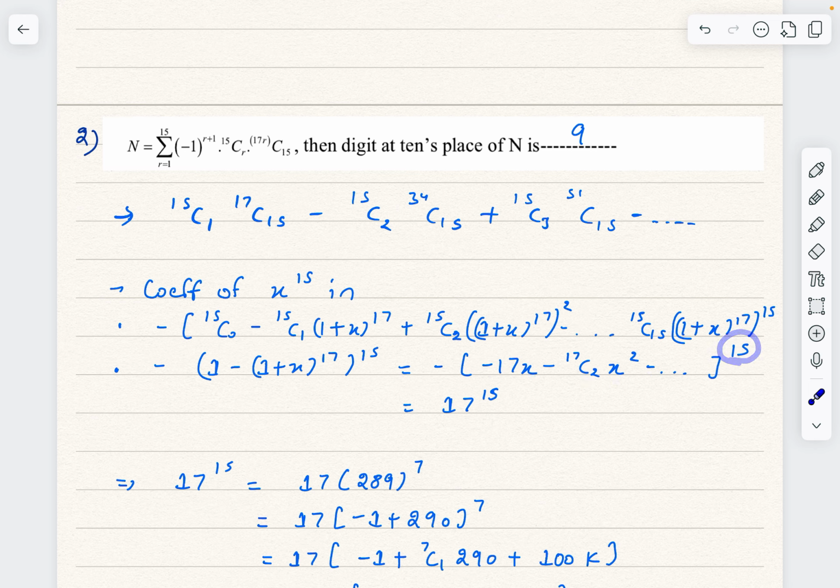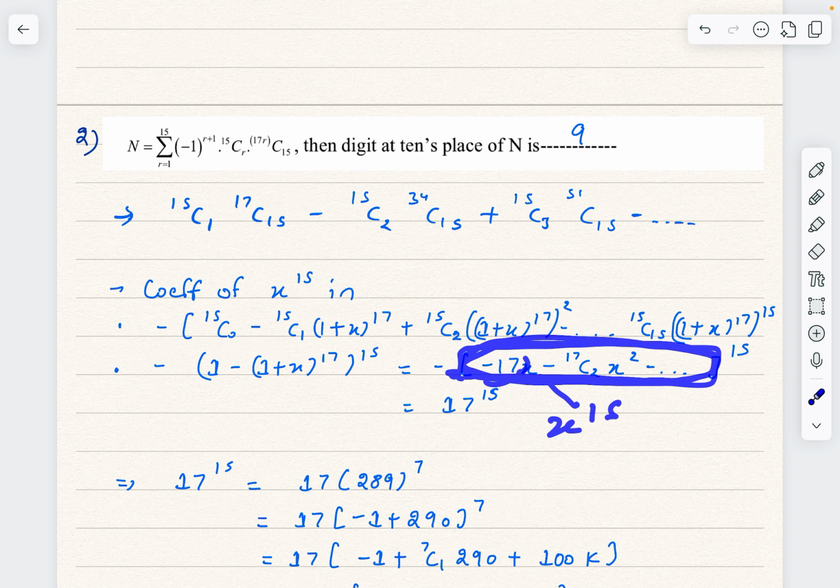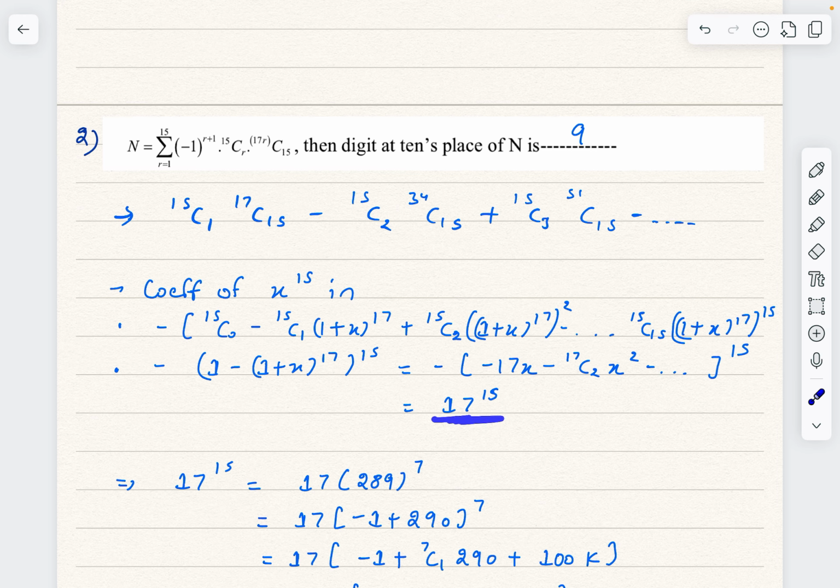to power 15. And if you see coefficient of x power 15 here, basically what you can do is take x outside. So x power 15 will be outside. From inside we just need the constant, and the constant will just be the first term only raised to power 15. So you'll get finally 17 power 15 will be coefficient of x power 15 here.